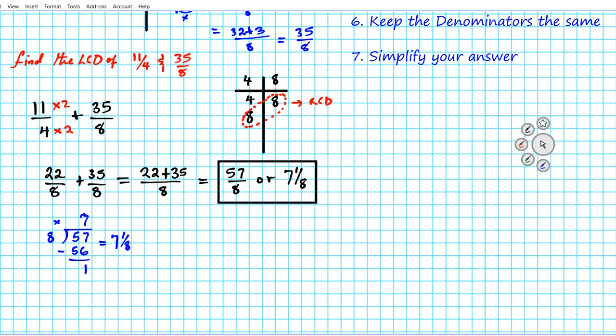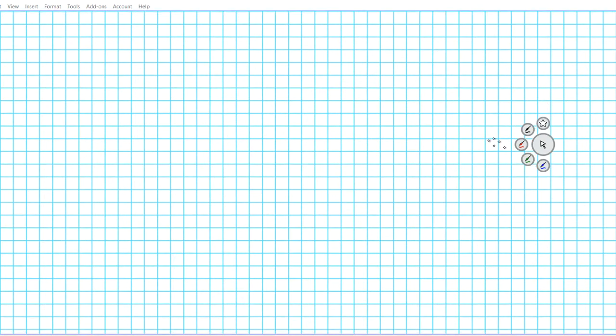Okay, so this is an example of adding mixed numbers. Now let's take a look at an example of subtracting mixed numbers. For number 2, what if we have 3 and 3/7 minus 2 and 1/8? We're going to be following the same procedure that we used in number 1.